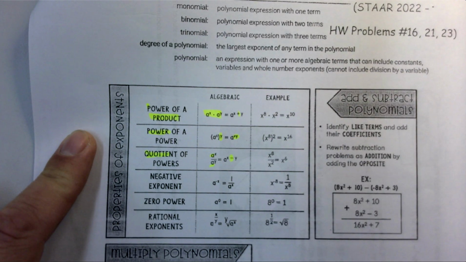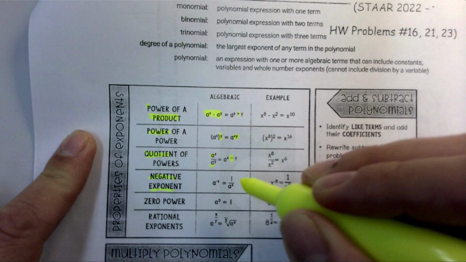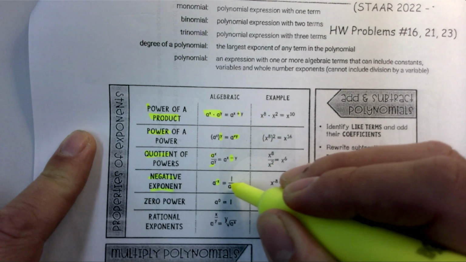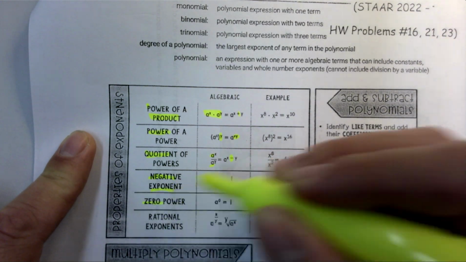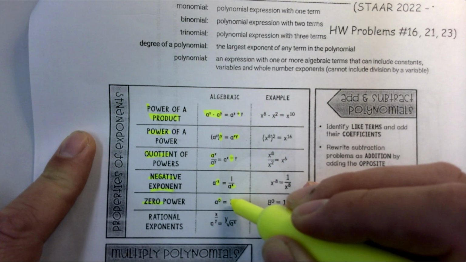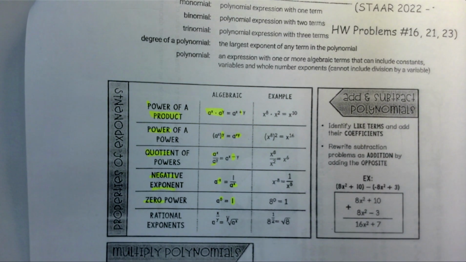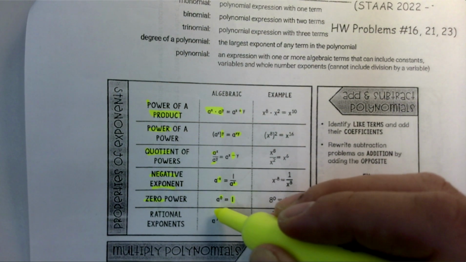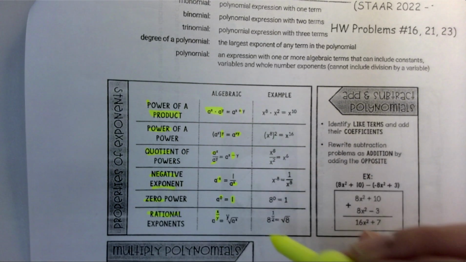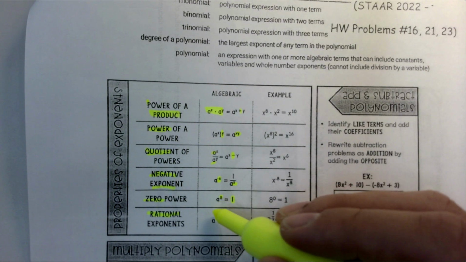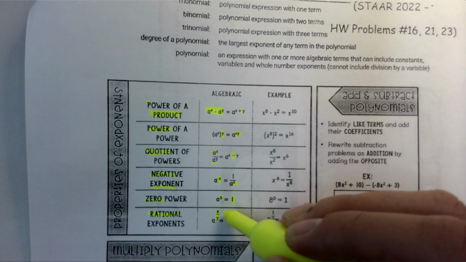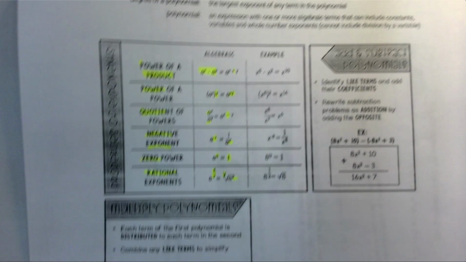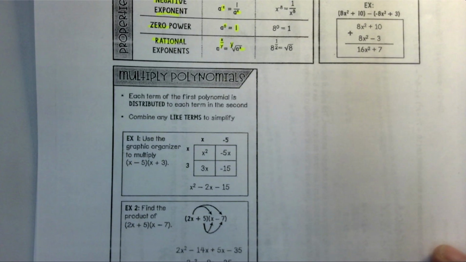You got your negative exponent rule. When we have a negative exponent, we flip it on the fraction, and it becomes positive. The zero power: anything raised to the zero power is always going to equal 1. And then rational exponents. Rational means fraction. If you have an exponent that's a fraction, the numerator goes on the inside of the root sign, and the denominator goes on the outside, okay? Inside over outside. And then we're also going to go back over reviewing multiplying polynomials.